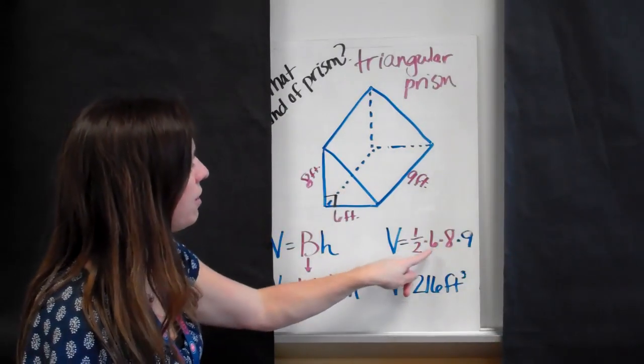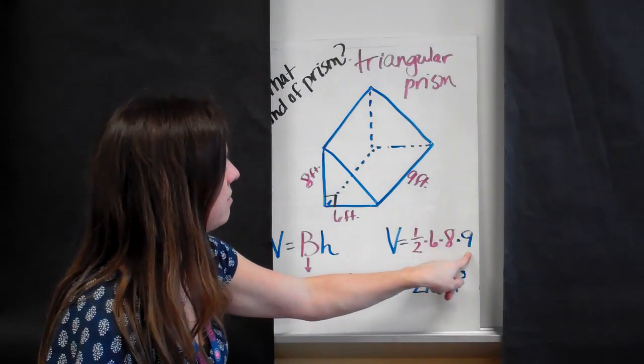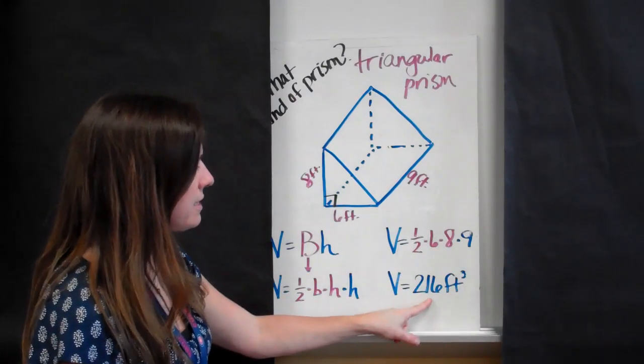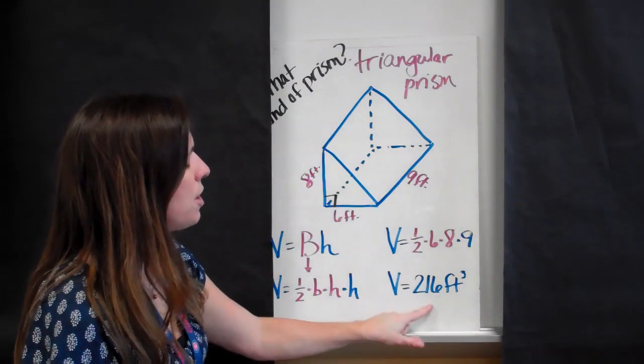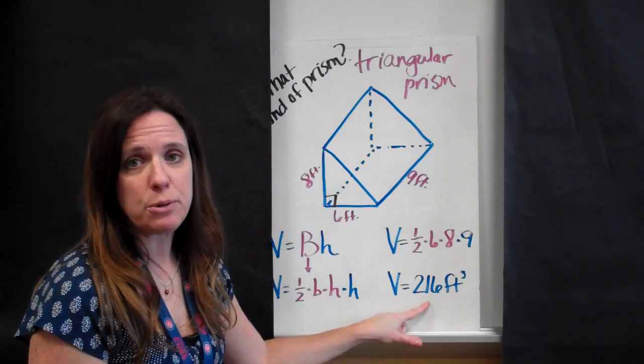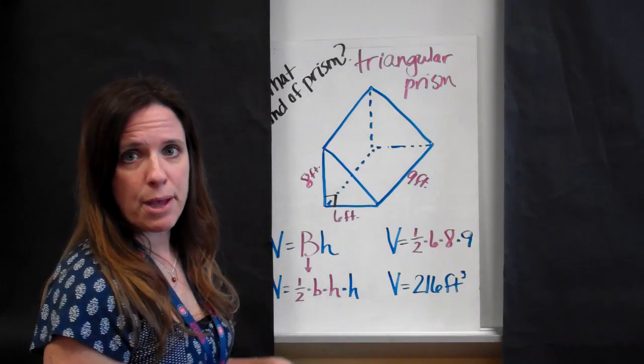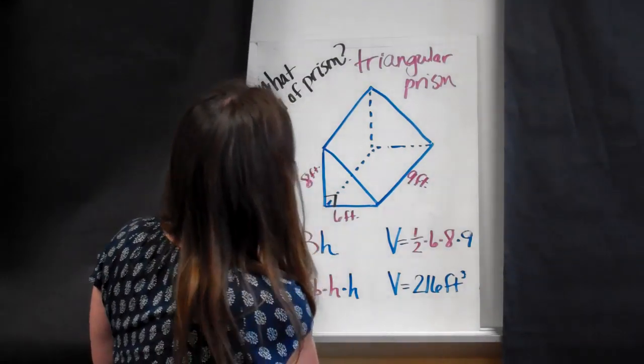You would do 1/2 times 6 times 8 times 9, and that would be 216 feet cubed. So for this triangular prism, your volume would be 216 feet cubed. Cubed because we're talking about 3-dimensional shapes. Okay.